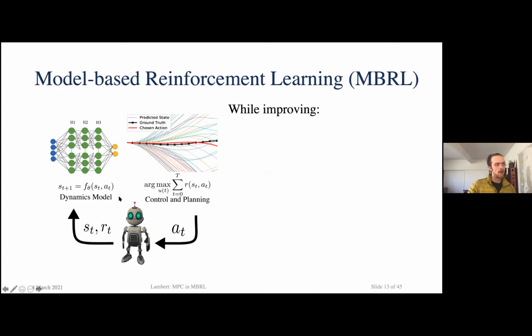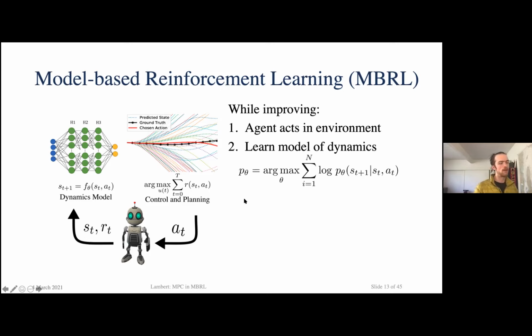So we have a dynamics model, and then we have some set of control and planning and a feedback loop. While an agent is improving, the agent acts in the environment. This gives us your state and your reward. And then you learn some model of the dynamics. When you're learning the model of the dynamics, it can be parameterized in different ways. This equation is showing you're maximizing the log likelihood over the probability of transitions from a given state. So this is a probabilistic model of the dynamics, but there are other ways that it is done.